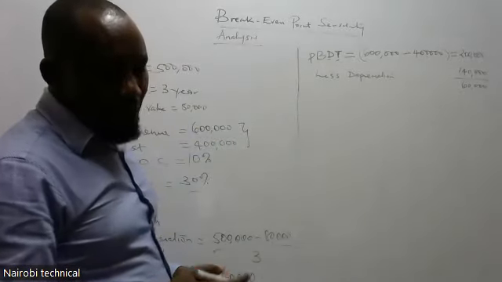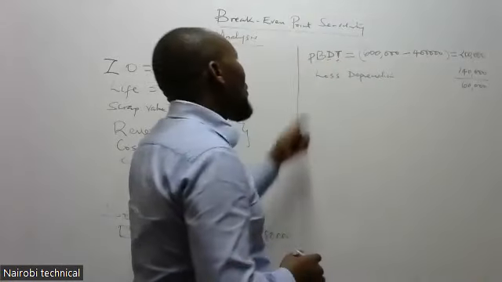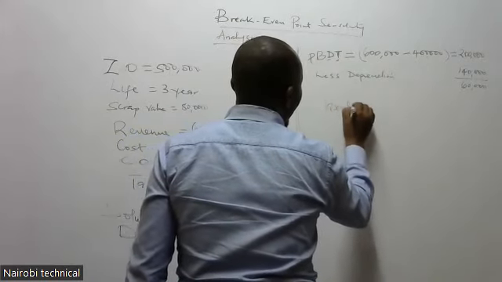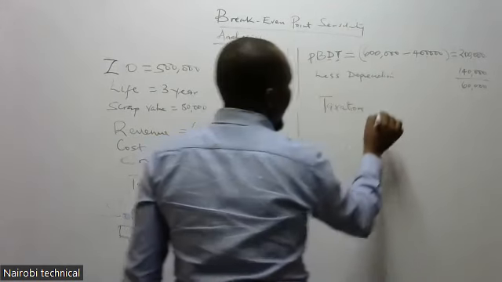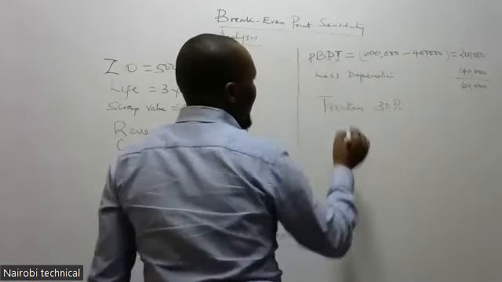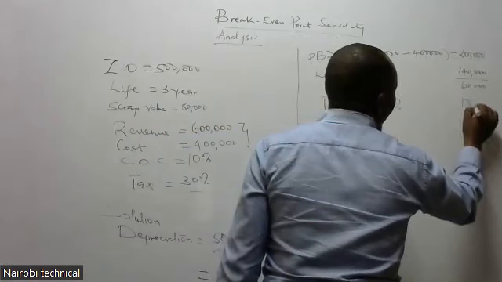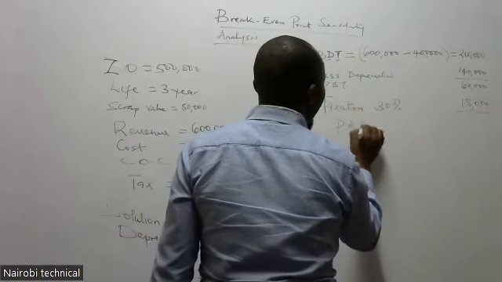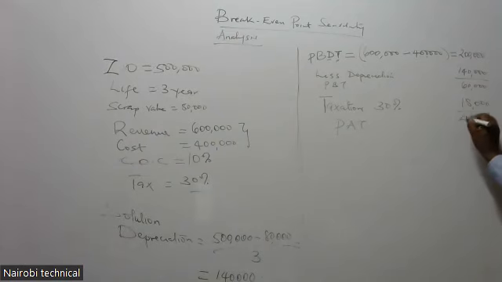So that is less depreciation. Then after this, what is next? We now tax the profit before tax. Taxation, 30%. So 30% of this profit before tax, when you tax it, is 18,000, right? Then you have profit after tax, which you call PAT. Then it is 42, right?